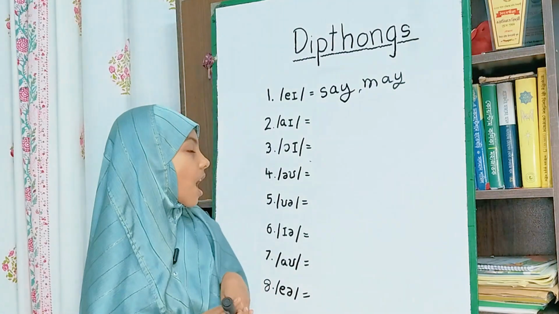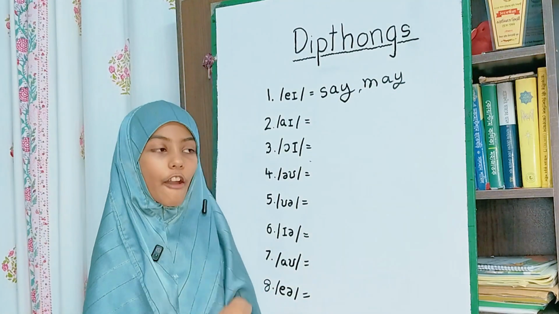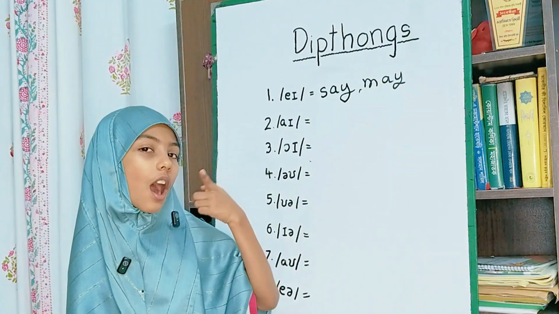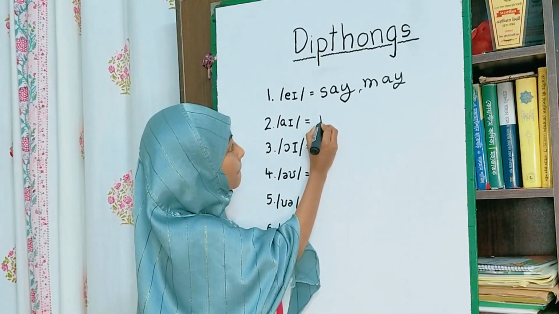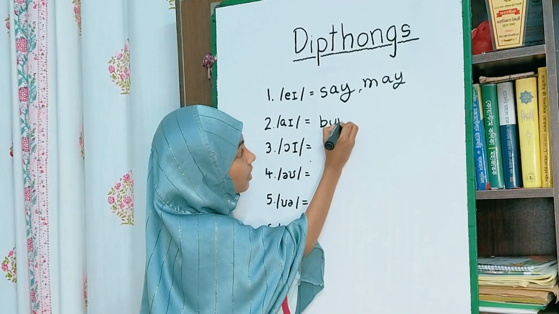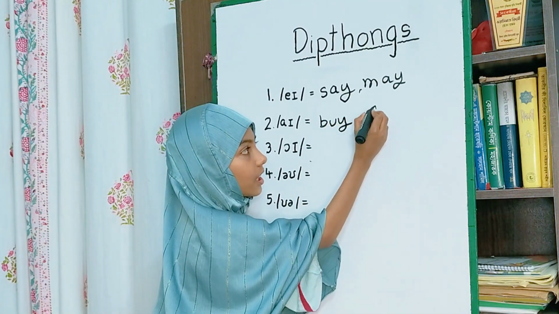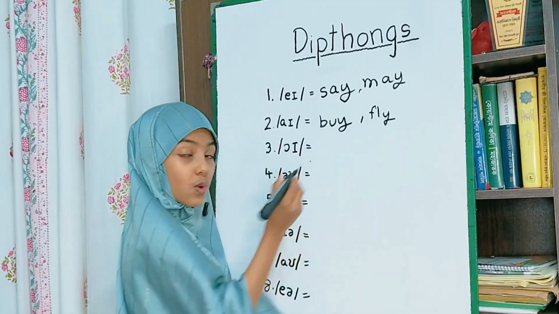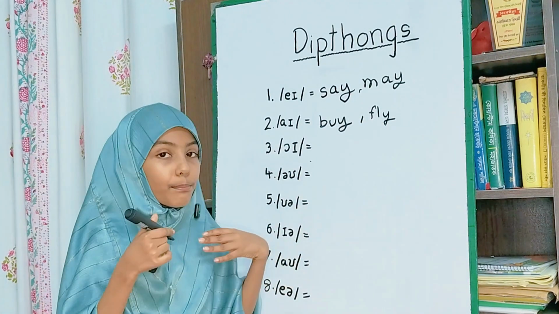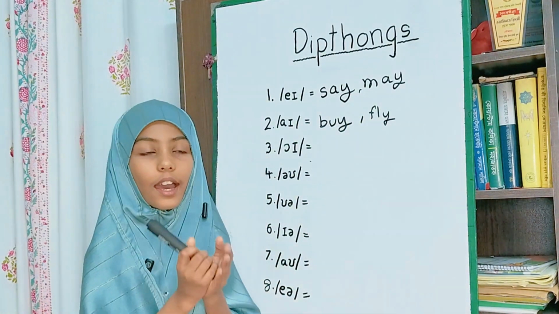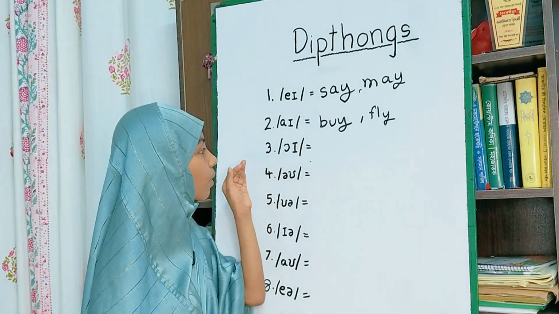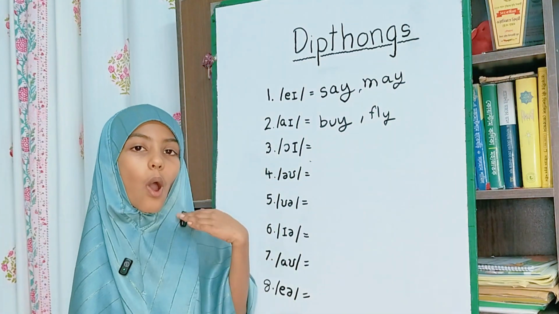Number 2 is I, such as buy, fly, fry, dry, cry.